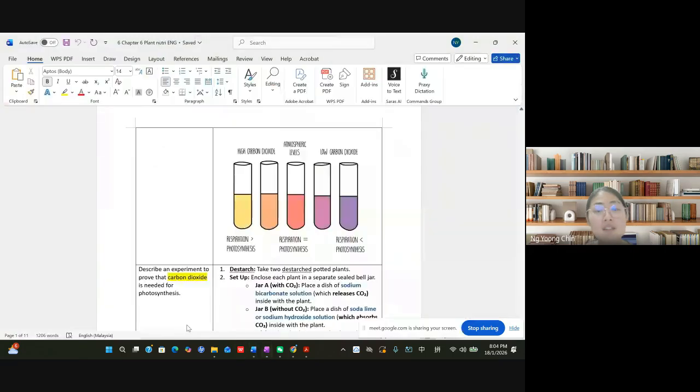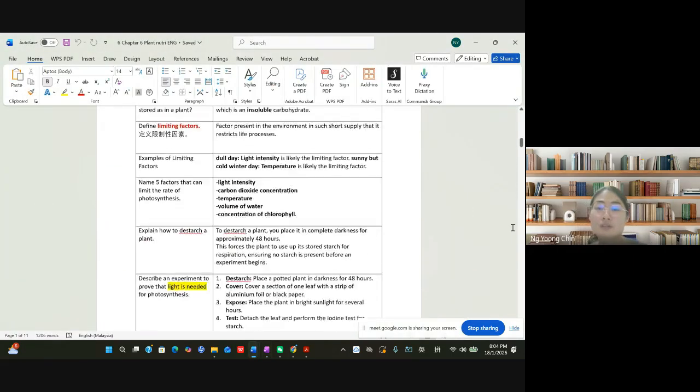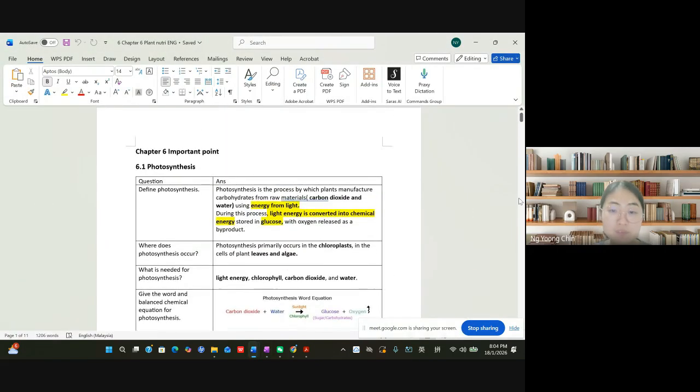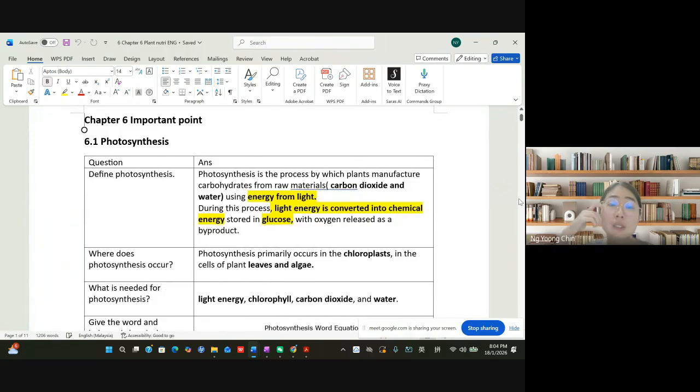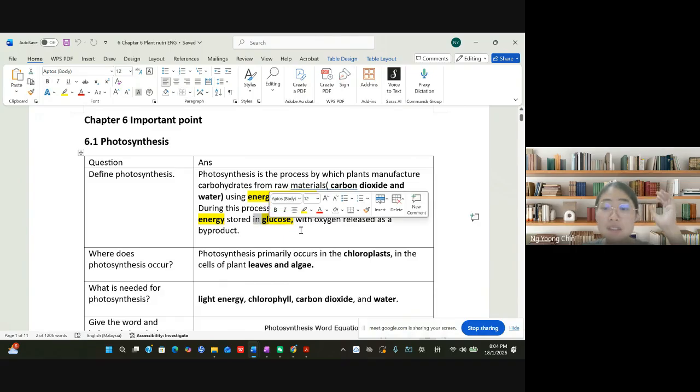I think it's chapter 6. Yeah. Okay. So we can read through this document. And then for this chapter 6, what's the important point? You should know how to write the equation for photosynthesis, and you should know how to describe the photosynthesis process, which is it will absorb the light energy. Okay, sorry, it's chlorophyll, because chlorophyll is the one that traps the light energy. So later the light energy will be converted to chemical energy stored in the glucose, and then they will release the oxygen as byproduct.